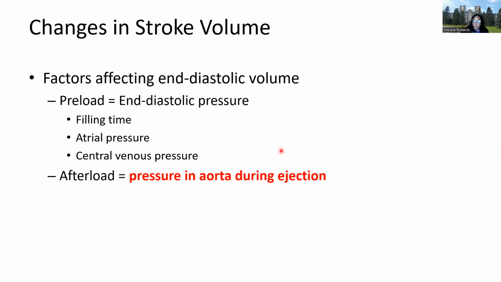Okay, what are some factors that are affecting the end diastolic volume? Okay, so great question here. Let me just jump back. Why doesn't the volume change?